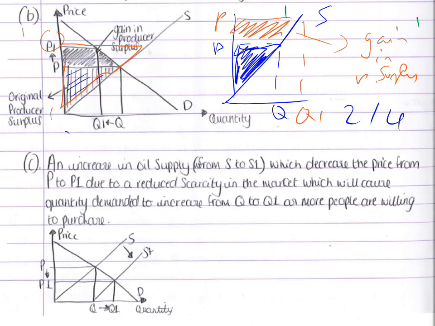So this was a comment question, and as a comment question we're looking for it to be two-sided. So we've got the reason why oil producers increasing supply would reduce the price. So the graph here, there we've got the increase in supply, there we've got the fall in price. It's a 6-mark question, so 3 marks are around this part. So an increase in oil supply would decrease the price from P2 to P1 due to the reduced scarcity in the market, which will cause consumer demand to increase and more people are willing to purchase.